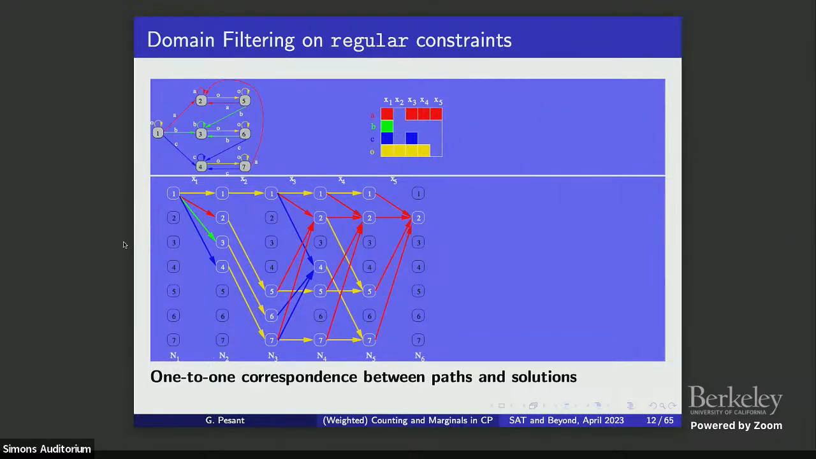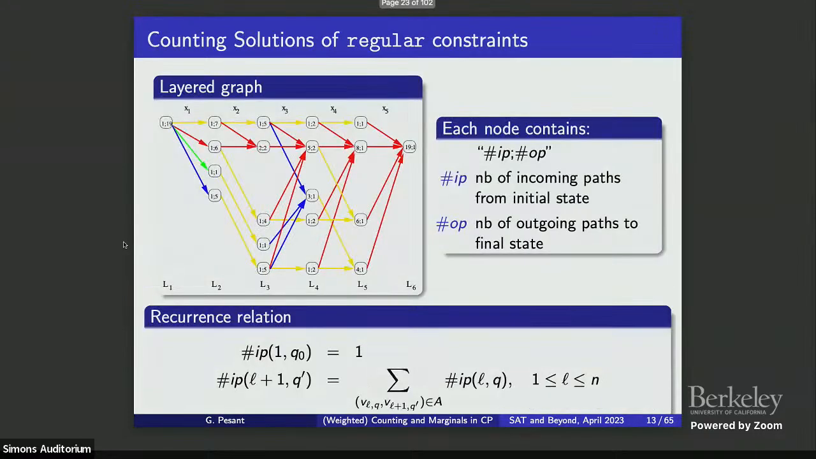Now, but you really want to do counting on this. So how do you do it? So you've got this layered graph. Well, you just need to work a little bit harder. You maintain some information at each node, a pair of numbers: the number of incoming paths from the initial state at a node, and the number of outgoing paths to the final state.